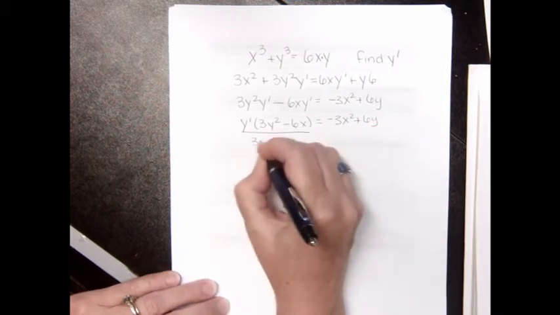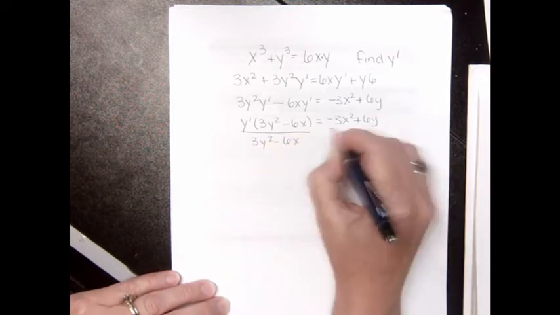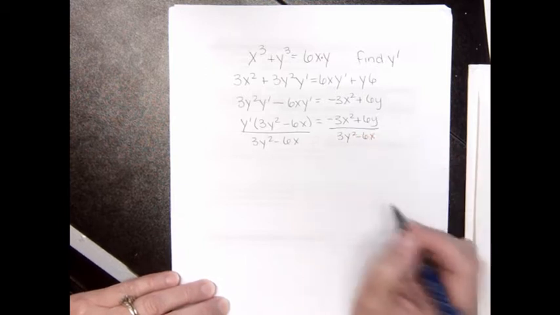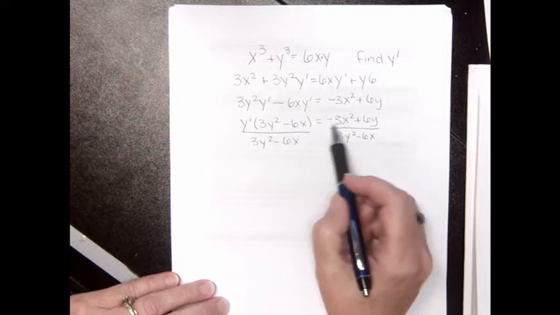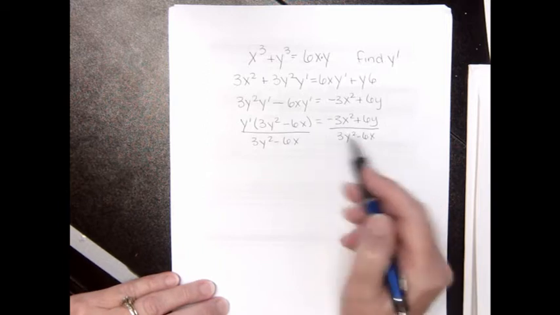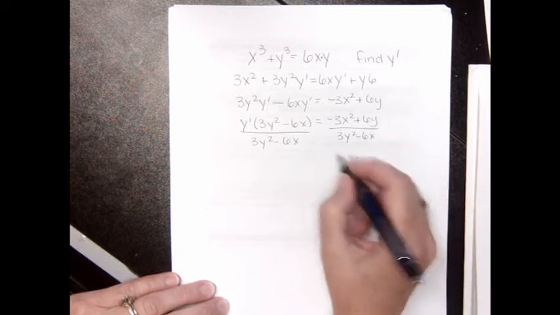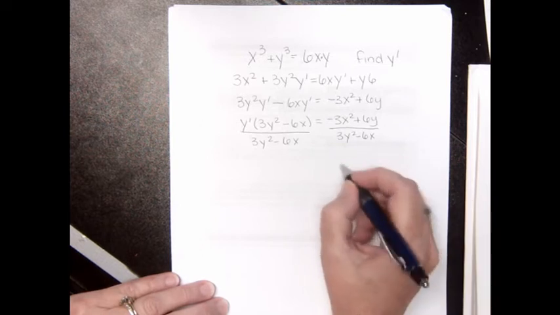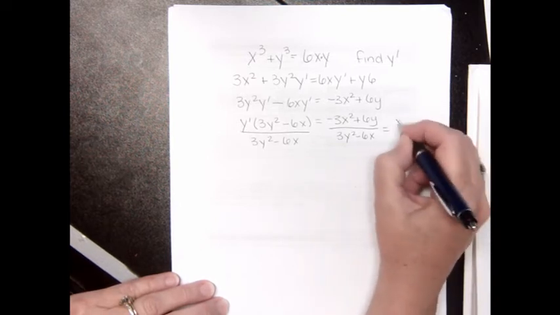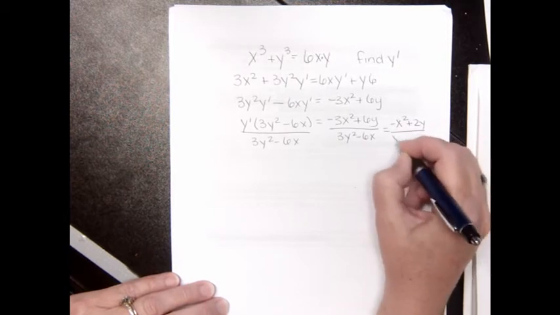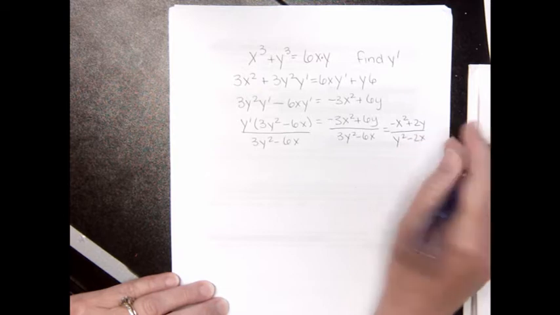Divide. And after I do that, I'm going to see that I can reduce this because it all has factors of 3. So I'm going to factor out my 3 and reduce. Once I do that, I will get simply negative x squared plus 2y over y squared minus 2x. Okay?